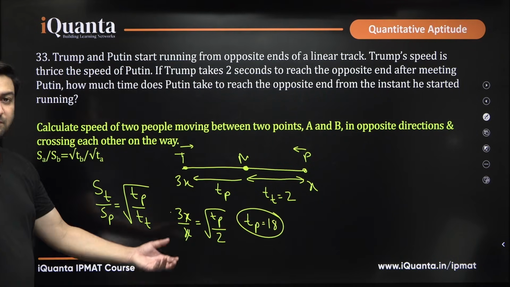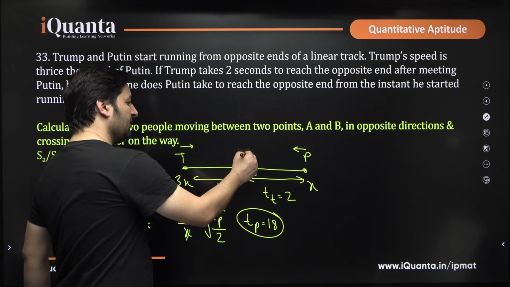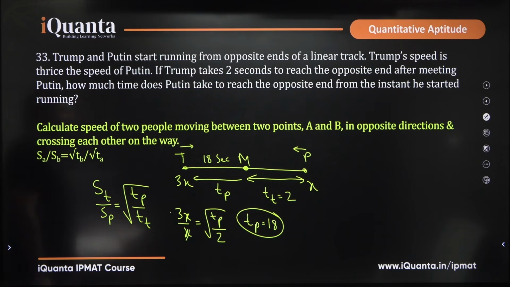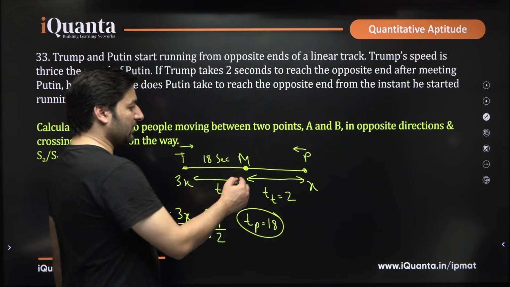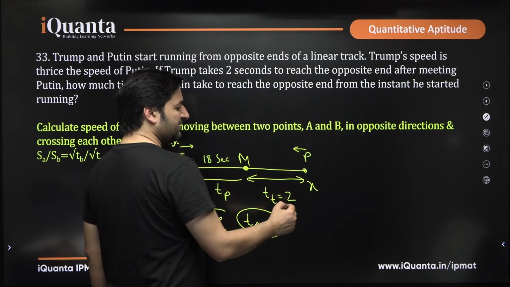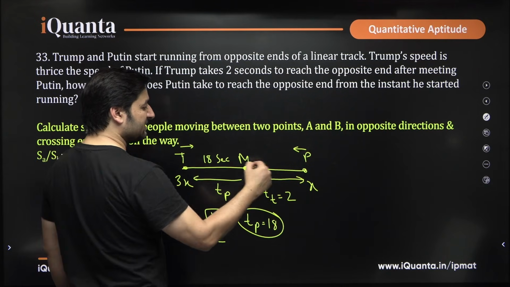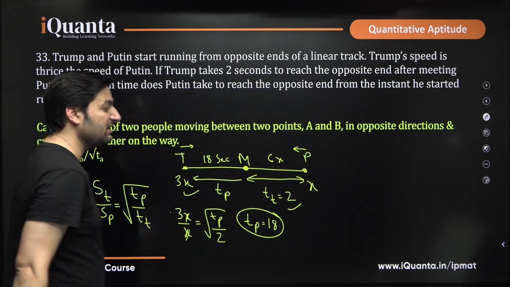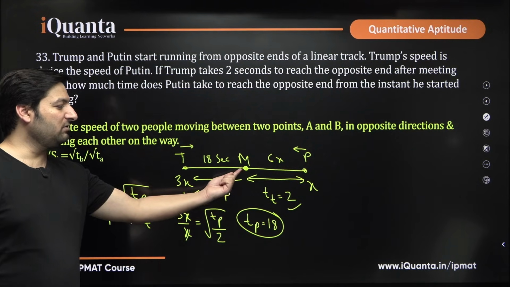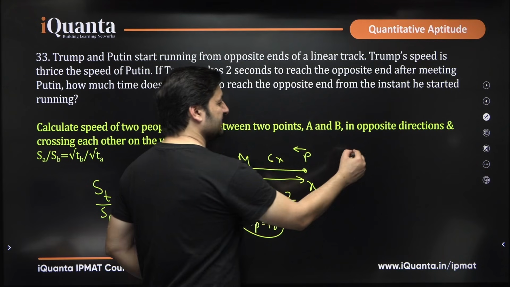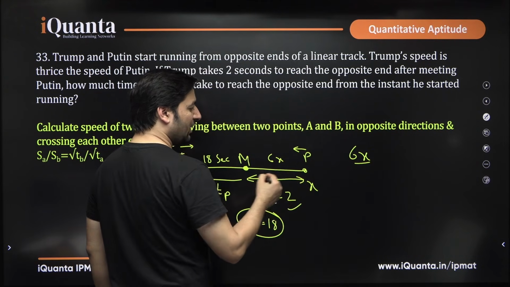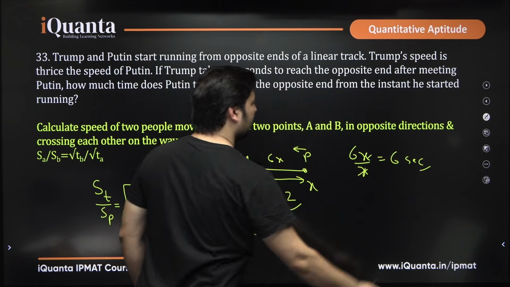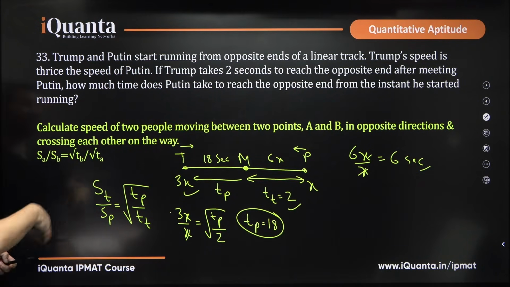That means after their meeting, Putin is going to take 18 seconds to cross this particular distance, yes or no? Now, Trump was traveling this distance in 2 seconds, his speed was 3x. So, what will be the distance? Time is given 2, speed of Trump is 3x, 3x into 2 is 6x, this distance is 6x. In how much time would Putin have done this 6x? This is distance 6x upon speed of Putin, which was x. So, that means 6 more seconds.